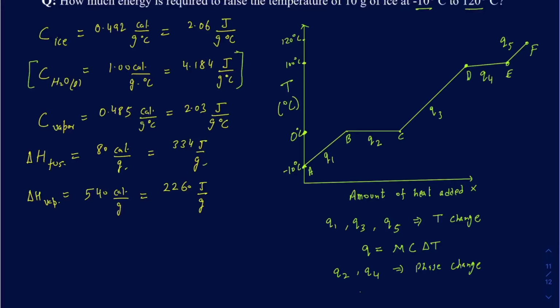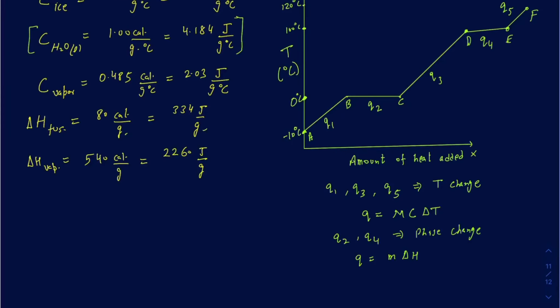Instead, you're going to be using Q equals mass times delta H. For example, if you want to calculate Q2, then you would use delta H of fusion. And if you want to calculate Q4, then you want to use delta H of vaporization because you're changing from the liquid to the gas there. And then obviously your total heat for this whole process, so Q total, is going to be equal to Q1 plus Q2 plus Q3 plus Q4 plus Q5. So ideally you will have to calculate every single one of those and add those up to get the Q total.